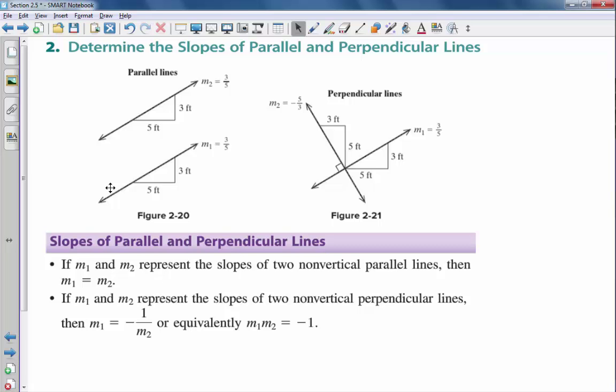What does perpendicular mean? They meet each other, cross each other at a right angle. This is called perpendicular, right angle. They form a right angle between them. However, their slopes are no longer the same. What relation do we have between them though? You flip. Do you see 5/3 here? Flip it and take the opposite sign, you get the other one.